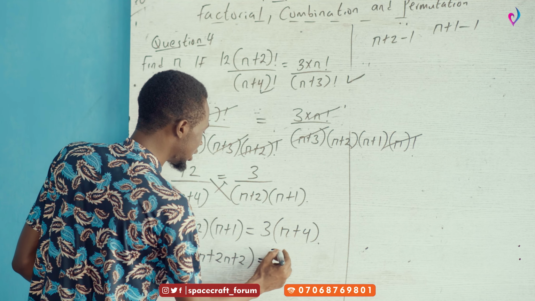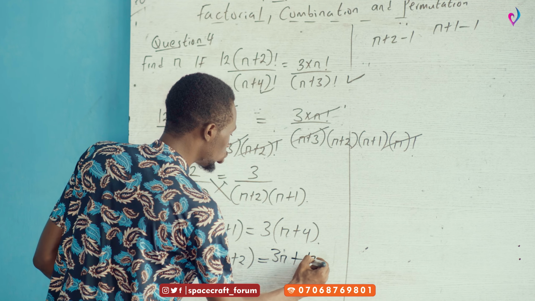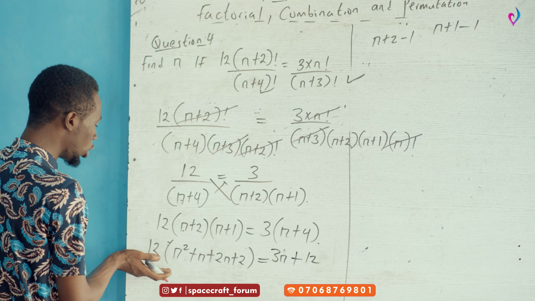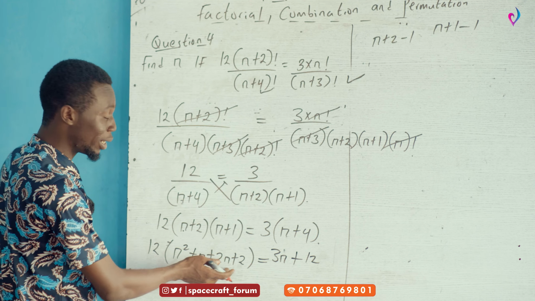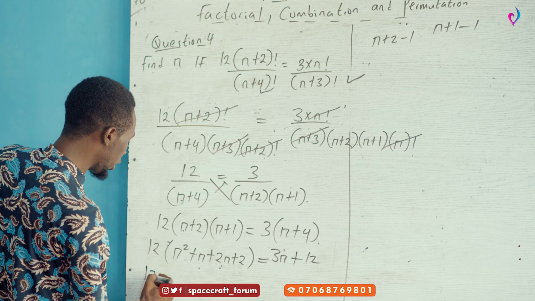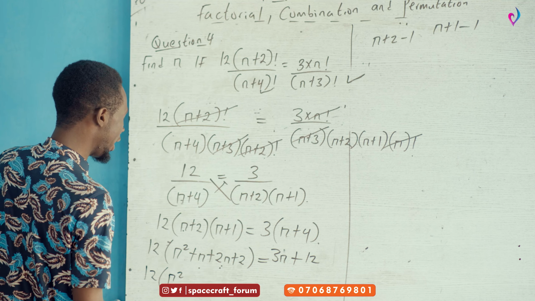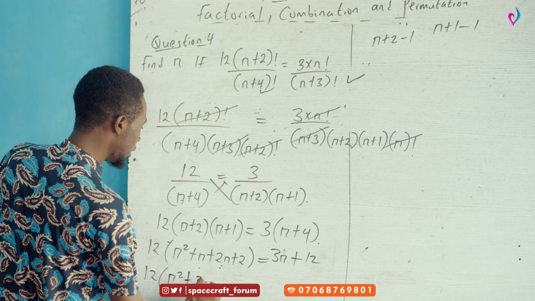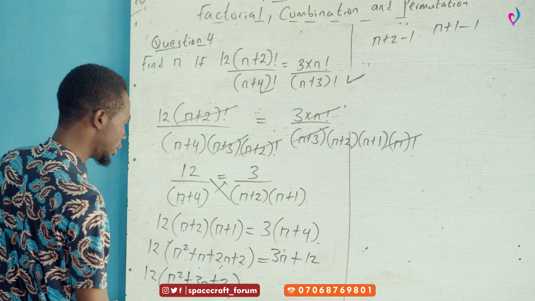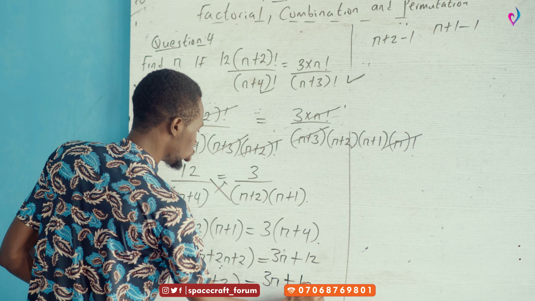3 times n is 3n. Then 3 times 4 is 12. From here we can also use this 12 to open this bracket. Before that, let's add this together first. So I'm having 12 into bracket n square, n plus 2n is equal to 3n, then plus 2 close bracket, is equal to 3n plus 12.